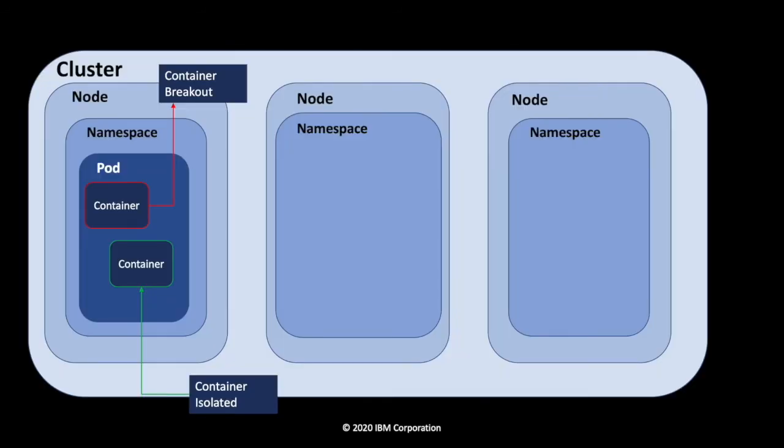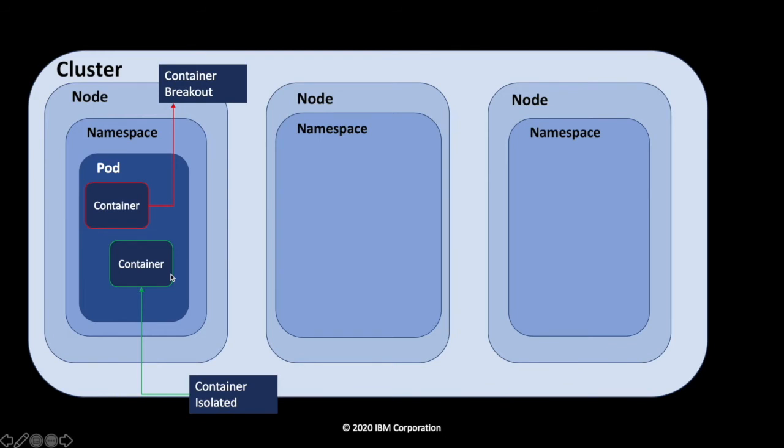And this picture is going to describe what container breakout might look like. So we have a cluster here. We have 3 nodes. Each node has namespaces, and now let's look at this pod. This container, highlighted in green right here, is isolated. It stays within its own confines, and there's no breakout.